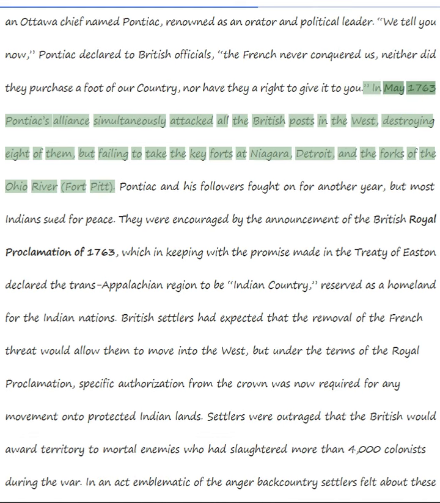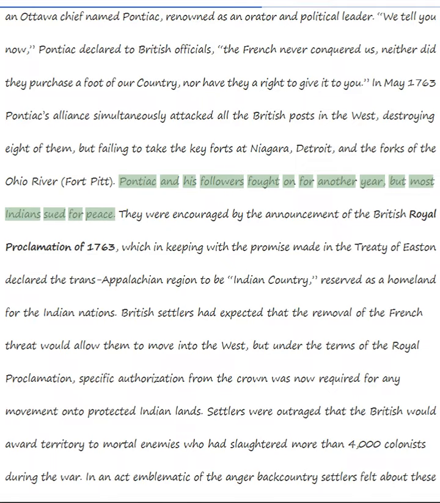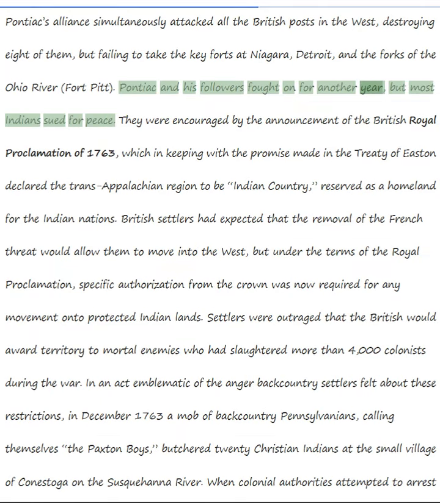In May 1763, Pontiac's alliance simultaneously attacked all the British posts in the West, destroying 8 of them, but failing to take the key forts at Niagara, Detroit, and the forks of the Ohio River. Pontiac and his followers fought on for another year, but most Indians sued for peace.